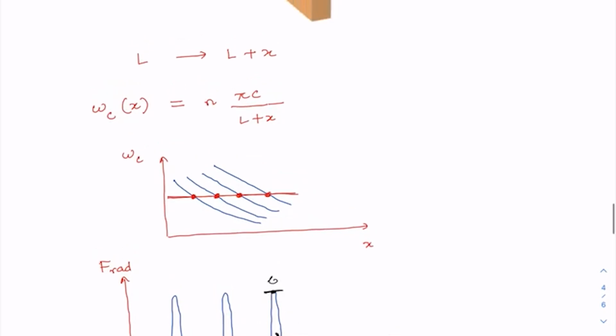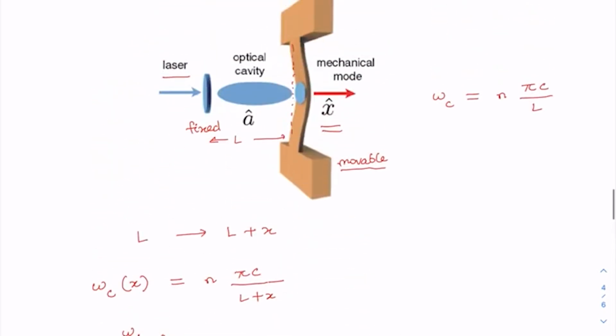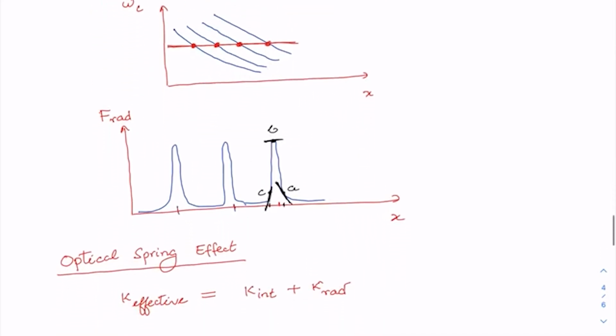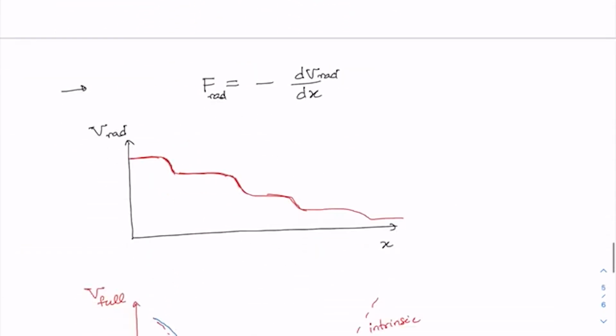What happens is that this mechanical oscillator is basically a spring, a harmonic oscillator, so it has an intrinsic spring constant, but due to the radiation pressure force, the spring constant of the mechanical oscillator can be modified. This we also discussed in the last class.